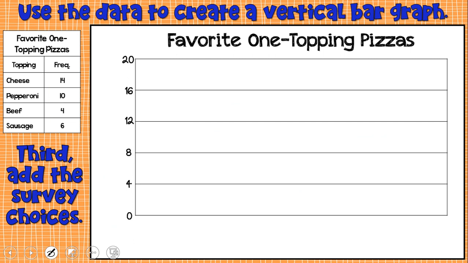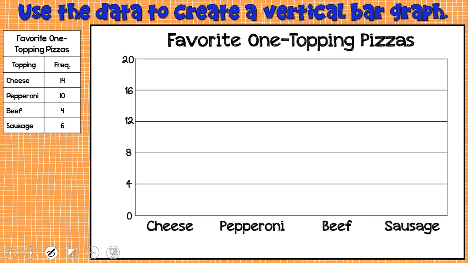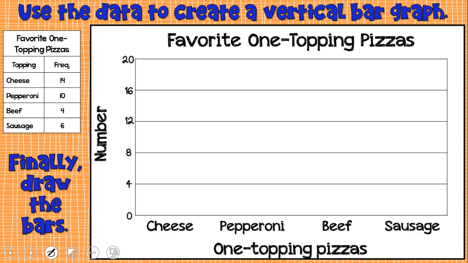So then we're going to add the survey choices. So here's our scale, okay? These are the survey choices, and remember, this is here in our list. So next up, we're going to do the labeling. So these are our toppings, and these are our number of orders. And then finally, the very last step is that we draw the bars.